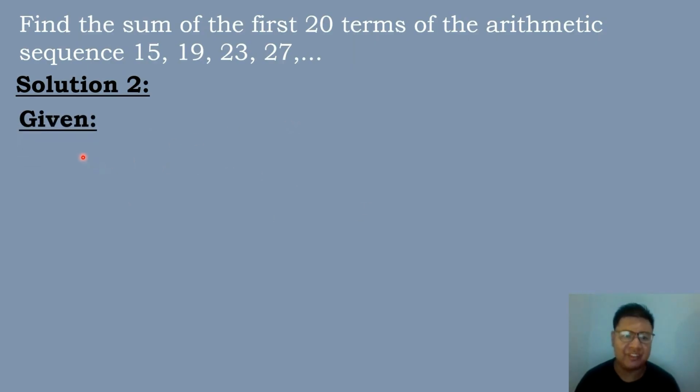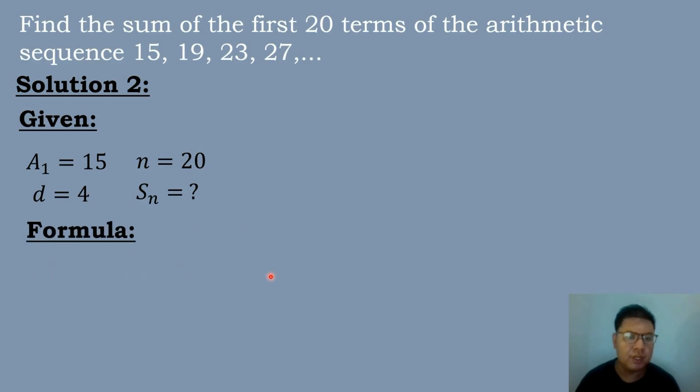So we will identify the givens. The value of the first term is equal to 15. The value of the common difference is equal to 4 by subtracting the second term minus the first term, third term minus the second term, and fourth term minus the third term. That will be equal to 4. And then the value of n is equal to 20, and then the value of S sub n is unknown.